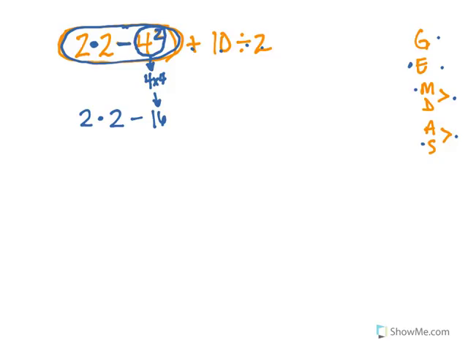All right, let's go back to GEMDAS. I now have multiplication and subtraction. According to that, I'm going to multiply first. 2 times 2 is 4. Bring down the minus and the 16. And now, of course, I'm going to subtract.